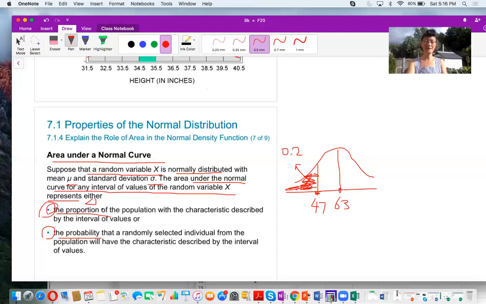First interpretation, the proportion of the population of students whose mark is lower than 47 is 0.2, or 20% of the students have a test mark equal to or lower than 47. That is one interpretation. The second interpretation, okay, the probability of students whose test mark is equal to or lower than 47 is 0.2. So that is how the area under a normal curve has two interpretations. Okay.